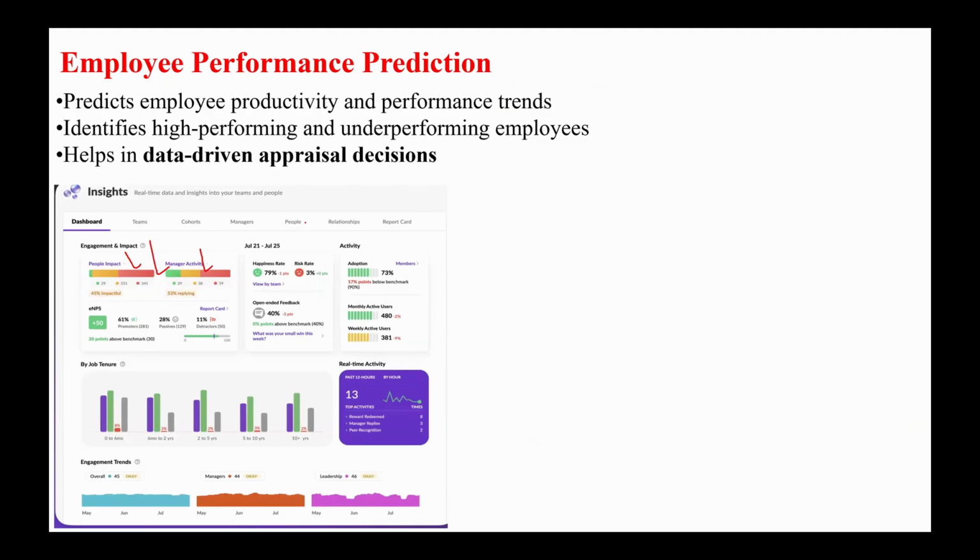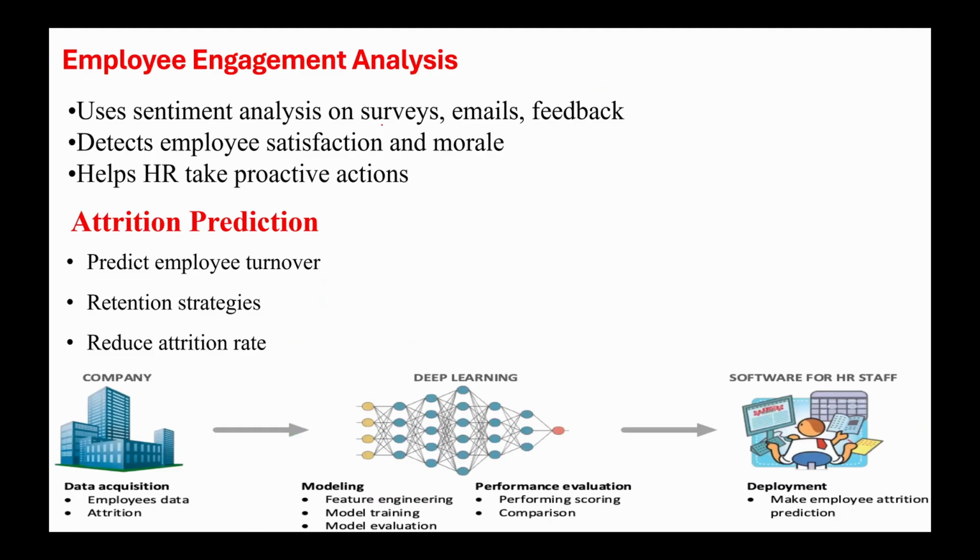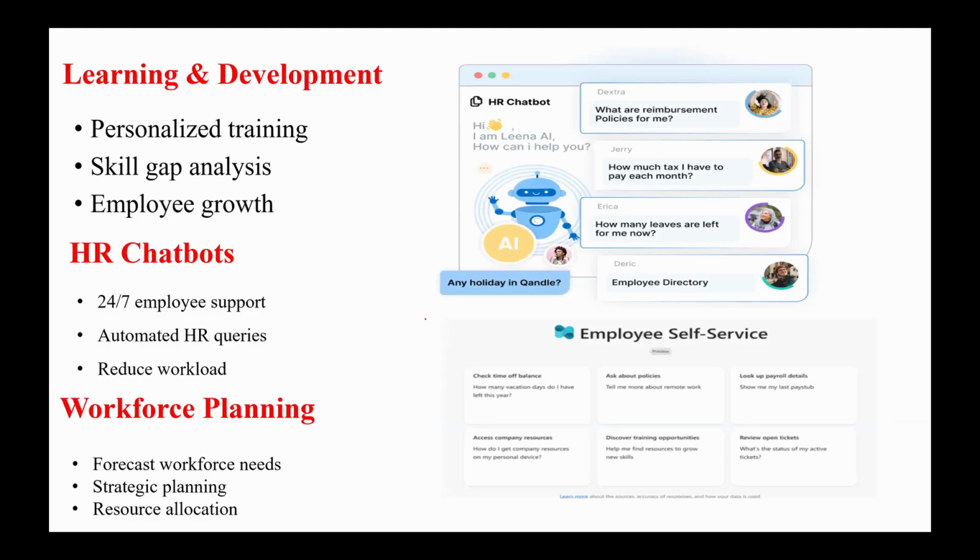Another thing is employee engagement analysis. We can find attrition prediction, then retention strategy, to reduce the attrition rate. A company having a lot of data can find performance scoring and comparison. Finally, software can be developed for HR staff to make employee attrition predictions. We can do it. Now, learning and development is also there.